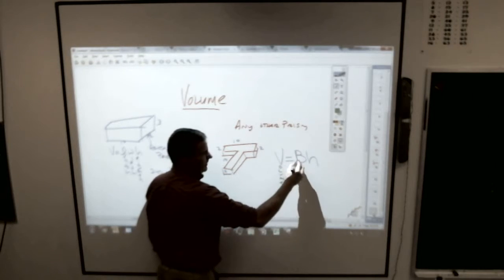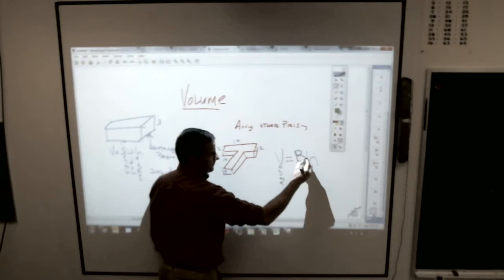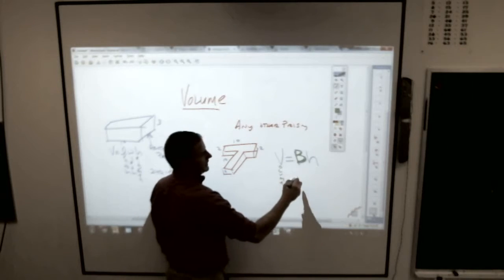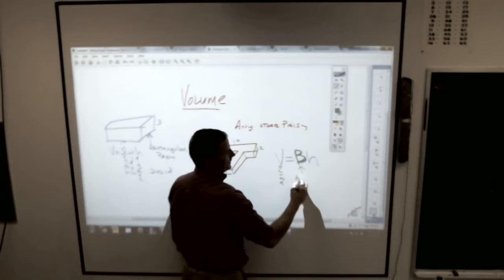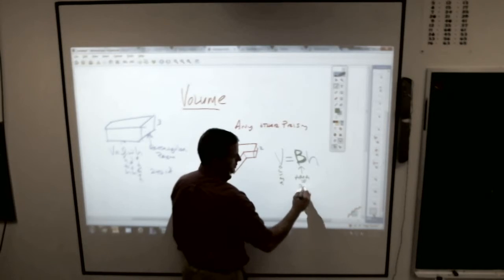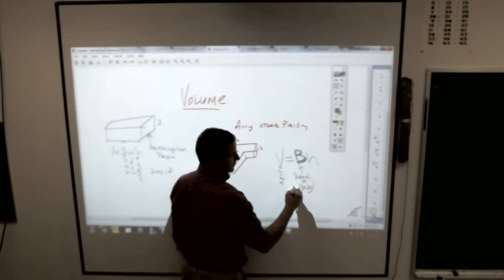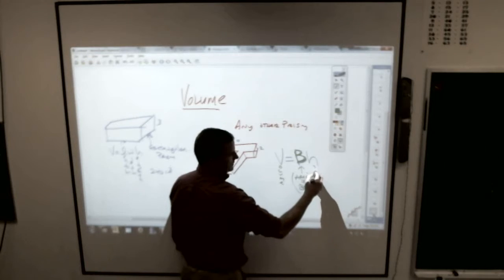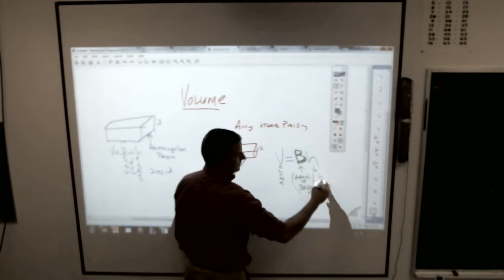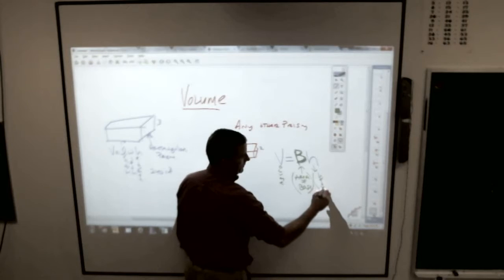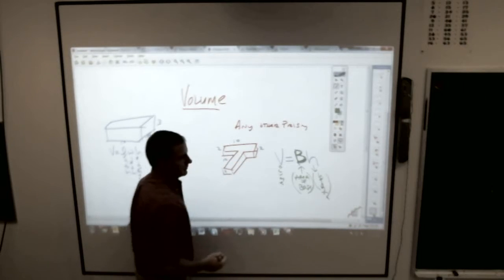When you see this capital B here, that capital B means the area of the base of the shape. And this H here stands for the height. Okay?